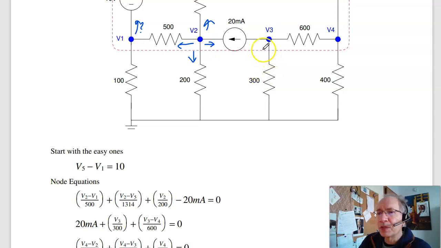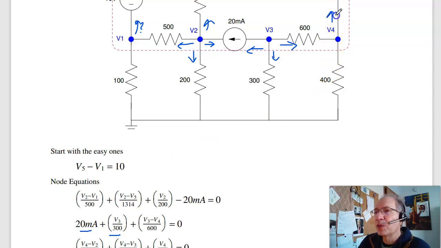Node equation at V3, current left, current down, current right add to 0. Current left is 20 milliamps, right here. Current down is V3 over 300. Current right is V3 minus V4 over 600. And if you use this pattern, at node 2, all the V2s are positive, everyone else is negative. At node 3, all the V3s are positive, everyone else is negative. And if you check the units, I've got amps plus amps plus amps plus amps. That works. Amps, amps, amps. Volts, volts, volts. The units have to be consistent.